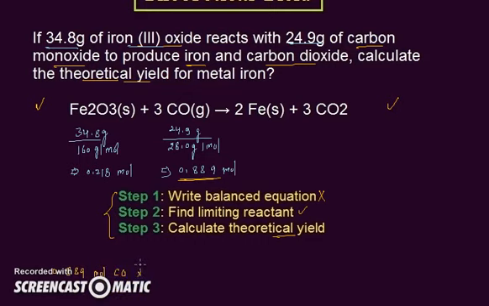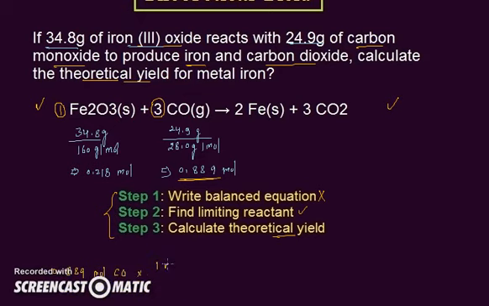And we use the mole ratio between iron oxide and carbon monoxide in the balanced chemical equation. In the equation, you can see that 1 mole of iron oxide reacts with 3 moles of carbon monoxide. It means that the mole ratio between these reactants is 1:3. We multiply the moles of carbon monoxide by the mole ratio.